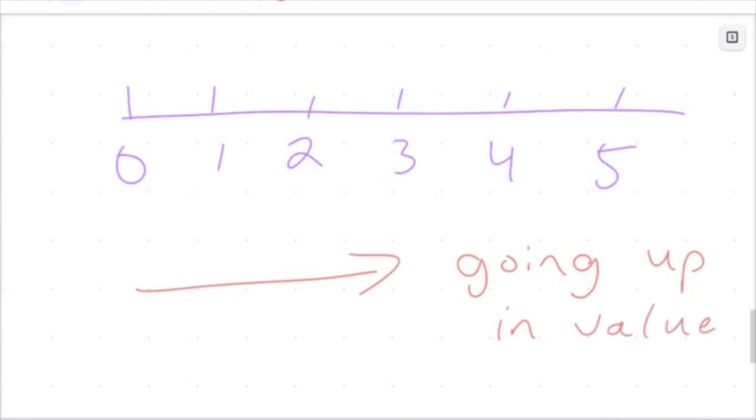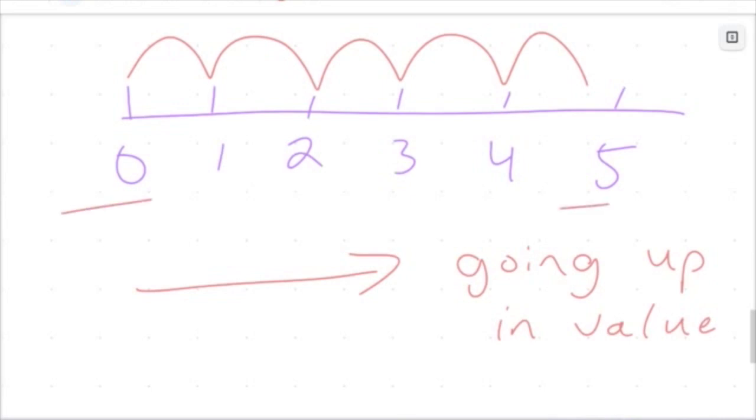Now, we can also go the other direction, but we will talk about that in the next video when we look at subtraction. But anytime we add, we are moving to the right. When we add numbers to each other, we are going to get a bigger number. So it would make sense that we go from left to right here.